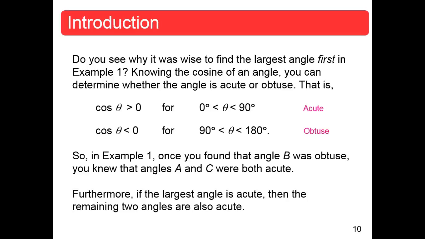So in example 1, once you found that angle B was obtuse, you knew that the angles A and C had to both be acute. So then there wasn't a question of which sine do we use, this angle or this angle. No. It had to be the acute angles. Furthermore, if it's the largest angle and it's acute, the other two have to be acute because they're less than it. So always go for the biggie first with law of cosines if you're looking for the angles. All right. That was example 1.